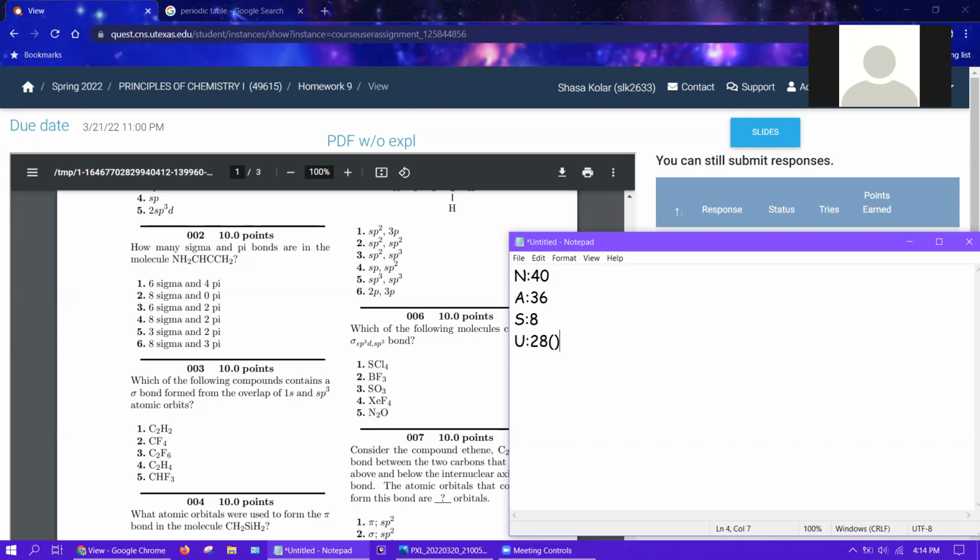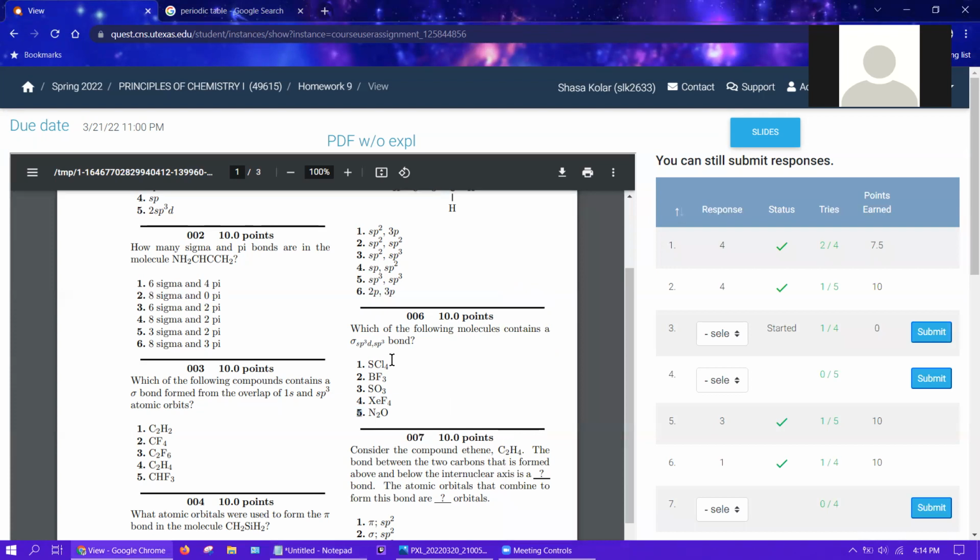And then we can see this does actually violate the octet rule, but it does not give us sp3d. It's one more. It gives us sp3d2. So these both violate the octet rule, but this one is the only one that gives us sp3d. So our answer would actually be 1.